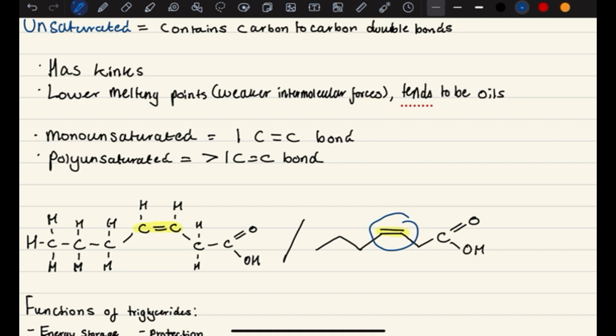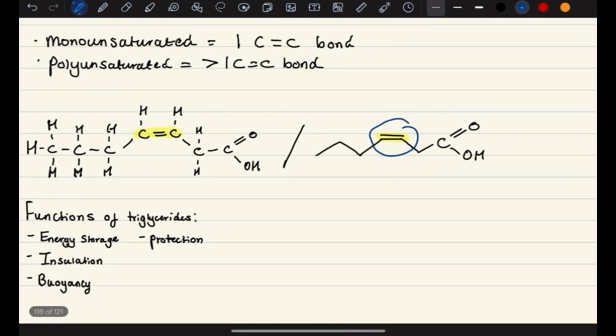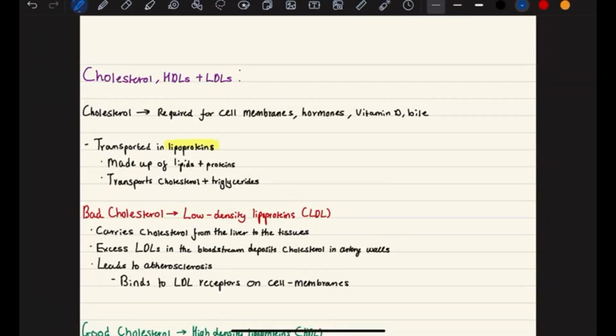Monounsaturated just means we have one carbon-to-carbon double bond. Polyunsaturated means we have more than one. And I just wanted to mention this thing at the end, that triglycerides have a bunch of different functions: energy storage, insulation, buoyancy, protection. I don't think it's too relevant, rarely ever asked, but it's just nice to know. Nice addition. And just something that I think is a bit important to mention, because whenever we're talking about this topic, we're always trying to relate it back to diet and health, right?